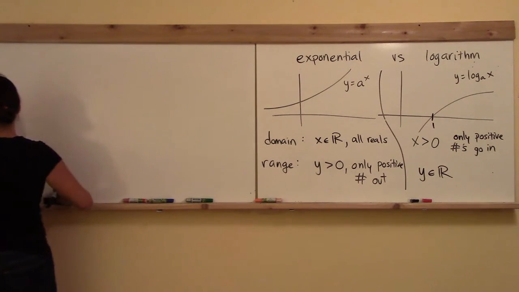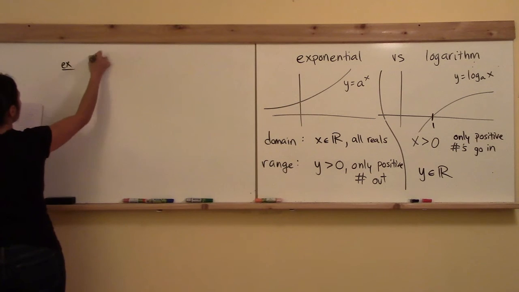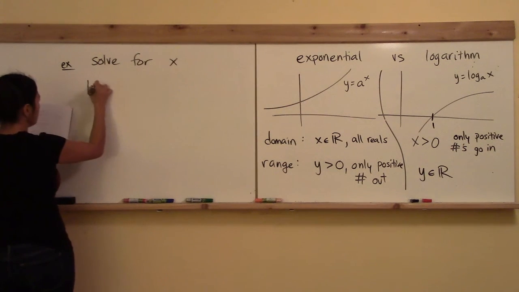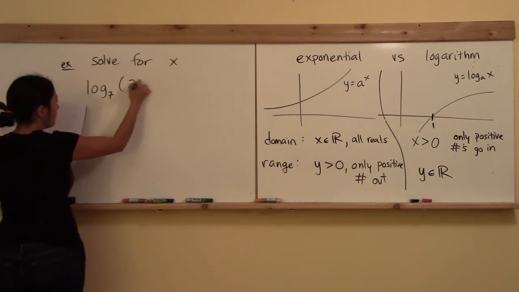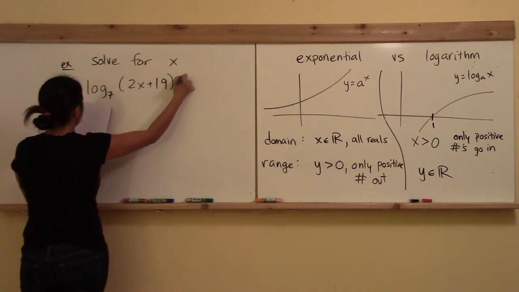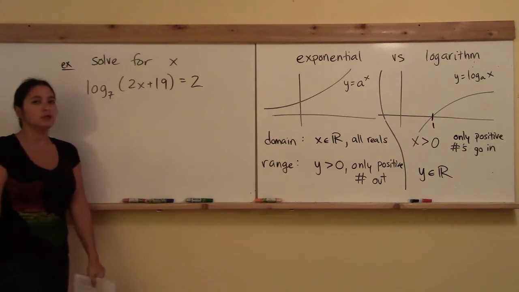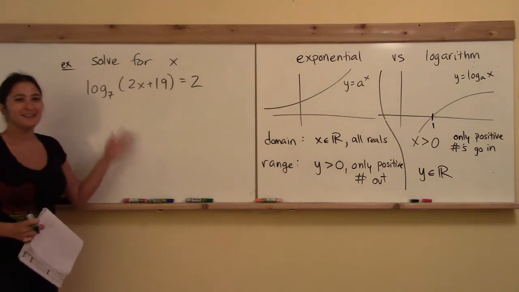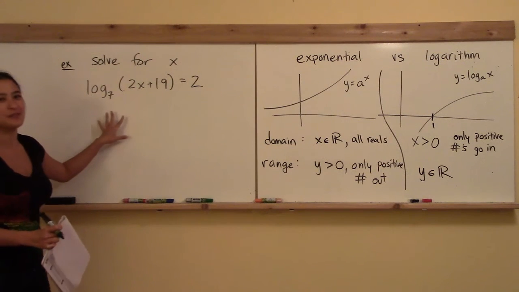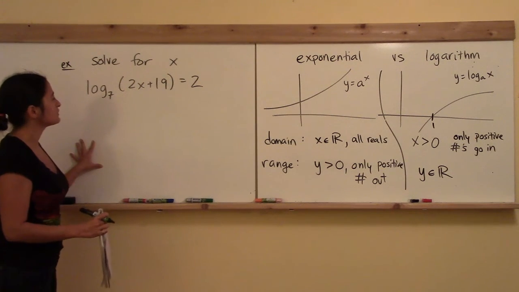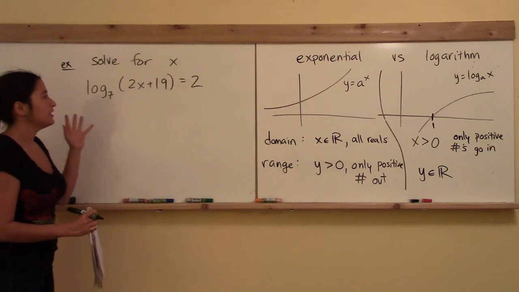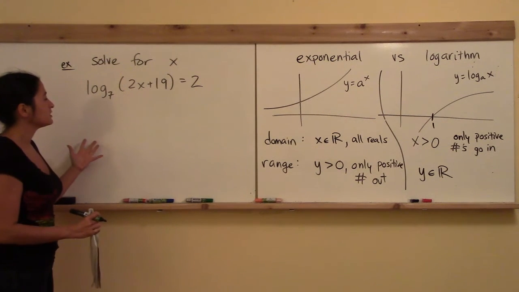Okay, so let's say, for example, I want to solve for x. And I have the statement that the log base 7 of 2x plus 19 is equal to 2. Yowza! Where did this equation come from? Well, it can happen, okay? Just trust me that, as you move along into the next chapter and such, you might start to see equations like this pop up. And how are you going to solve this thing?